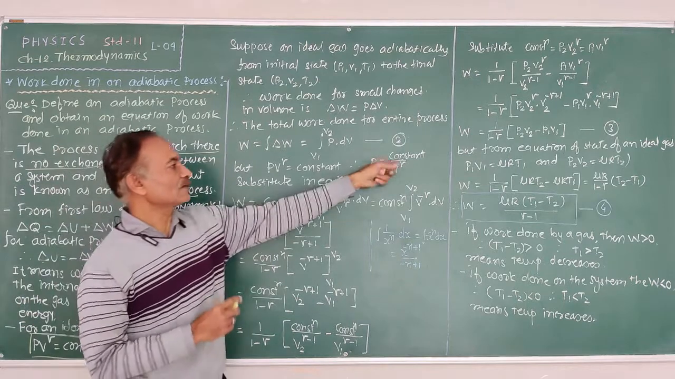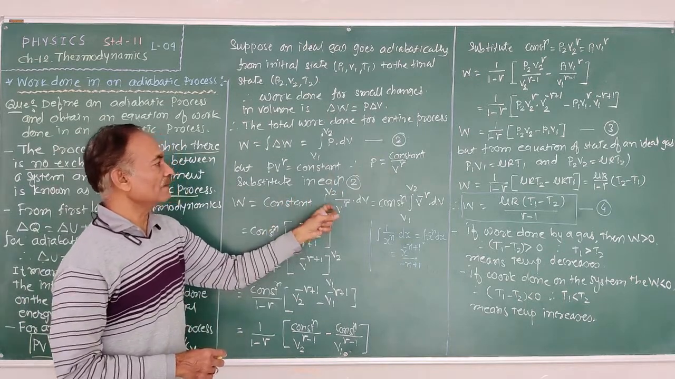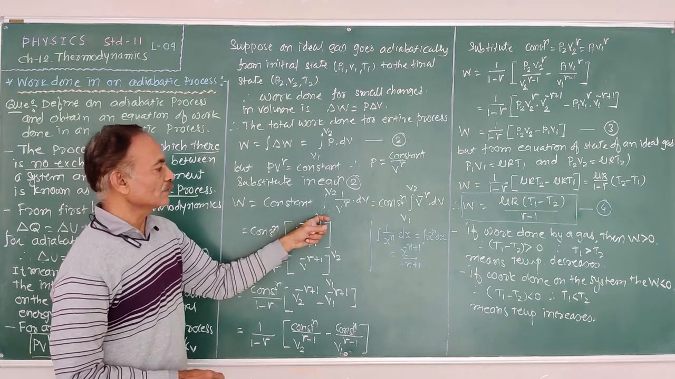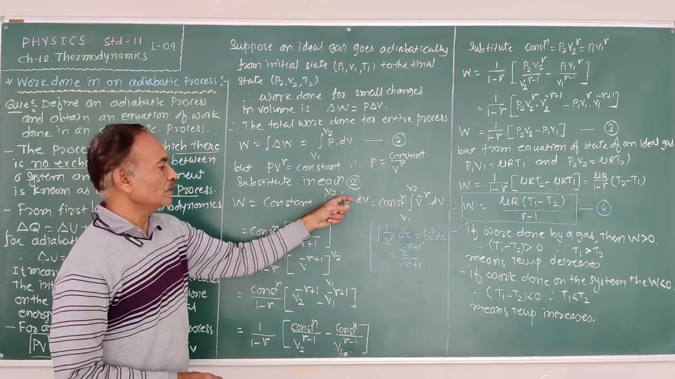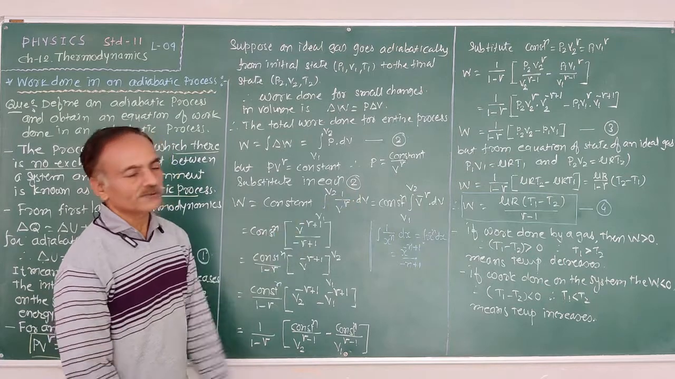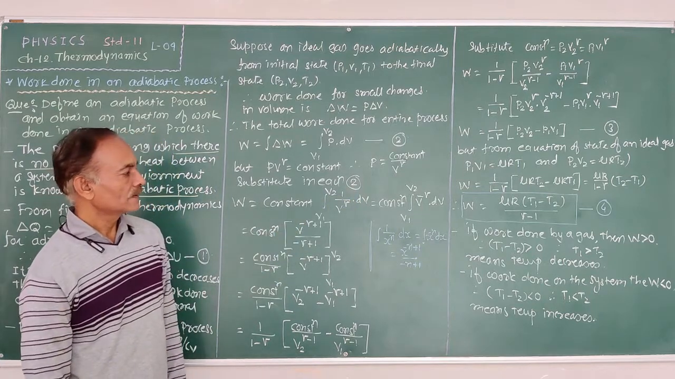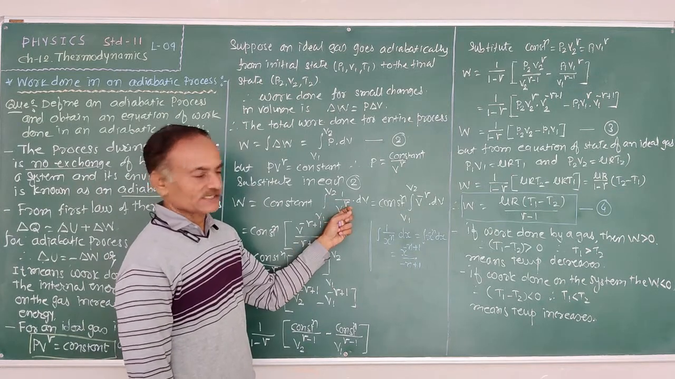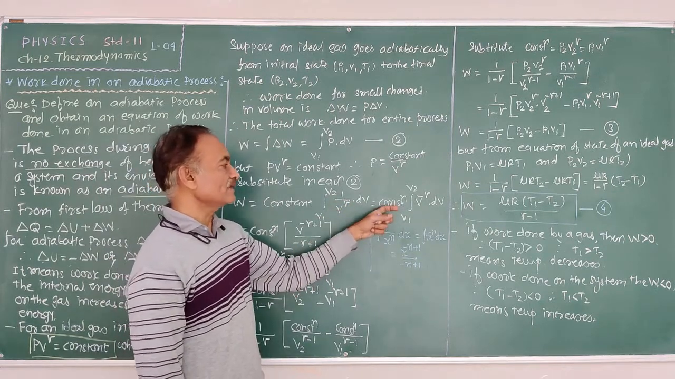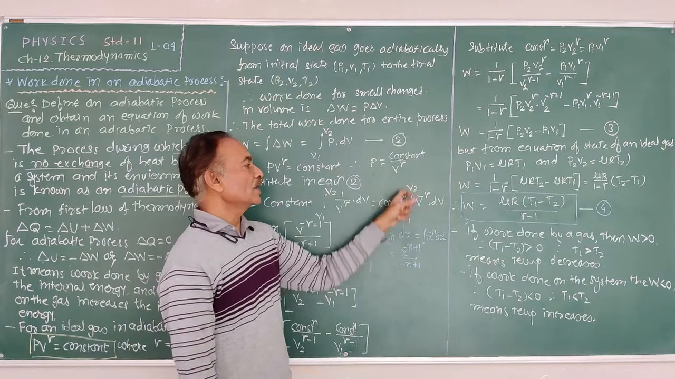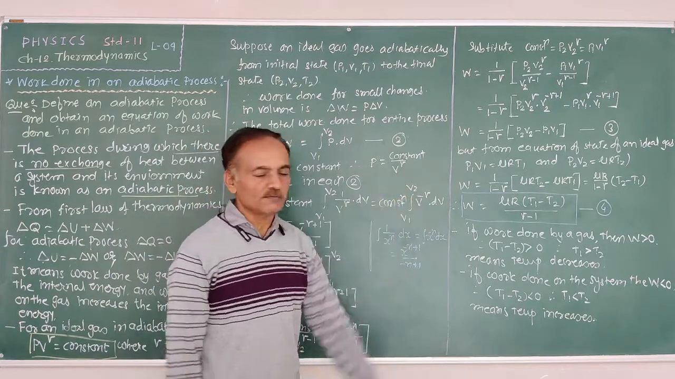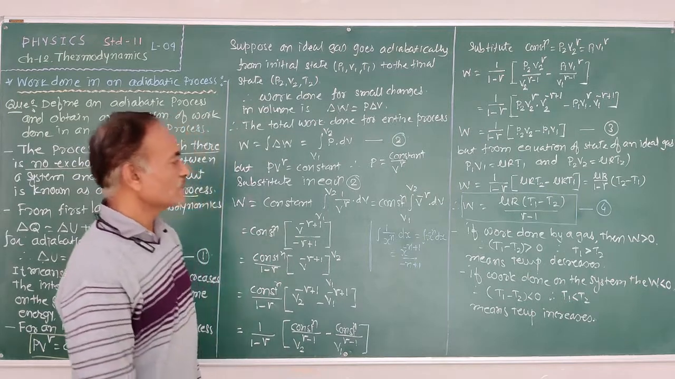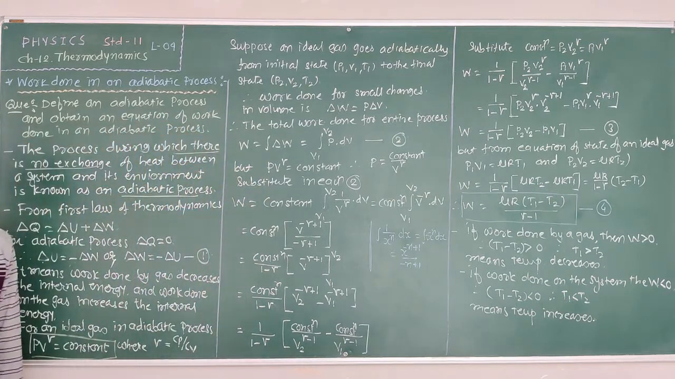Actually, P is equal to constant upon V to the power gamma. The constant is taken out of the integration. Therefore, constant into integration from V1 to V2 of 1 upon V to the power gamma into dV. So 1 upon X can be written as X to the power minus 1. Using this concept, constant integration from V1 to V2 of V to the power minus gamma into dV.